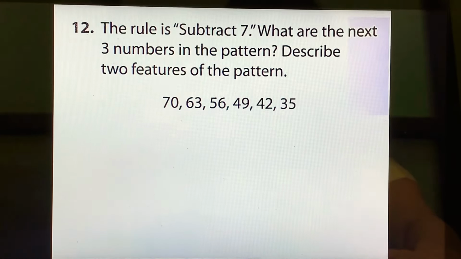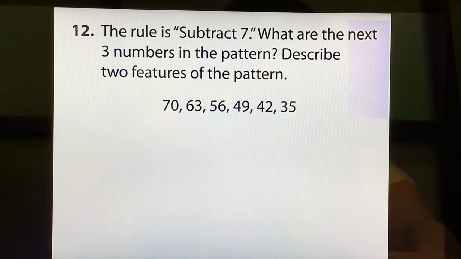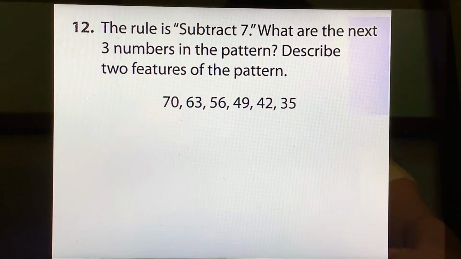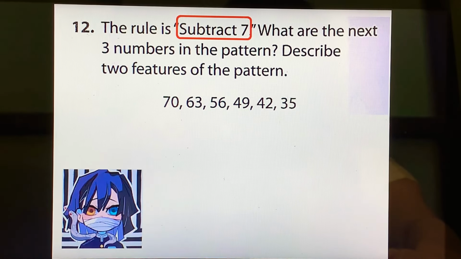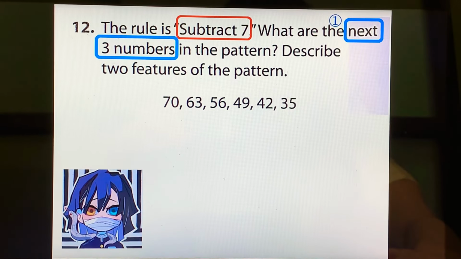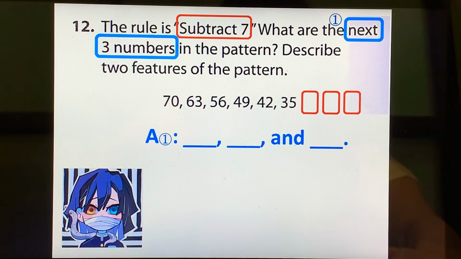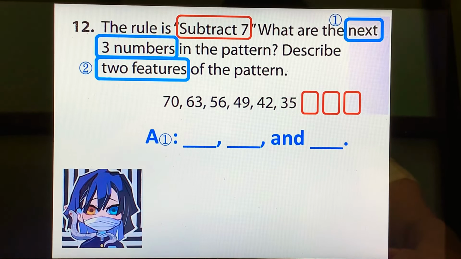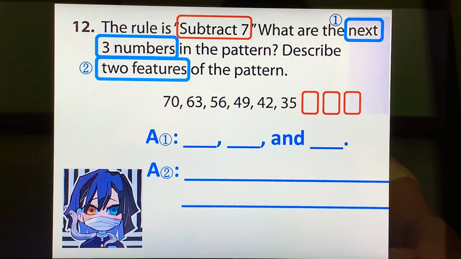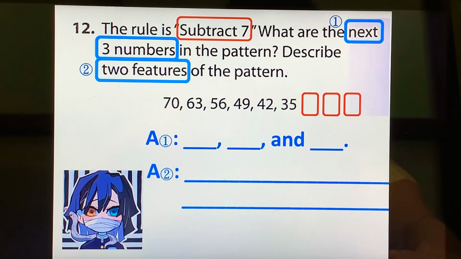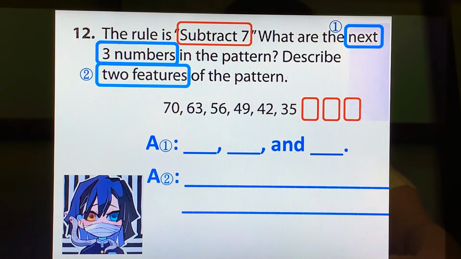Let's move on. The rule is subtract 7. What are the next 3 numbers in a pattern? Subtract 7 is the rule. What are the next 3 numbers? Can you try to describe 2 features of the pattern? Let's move on.